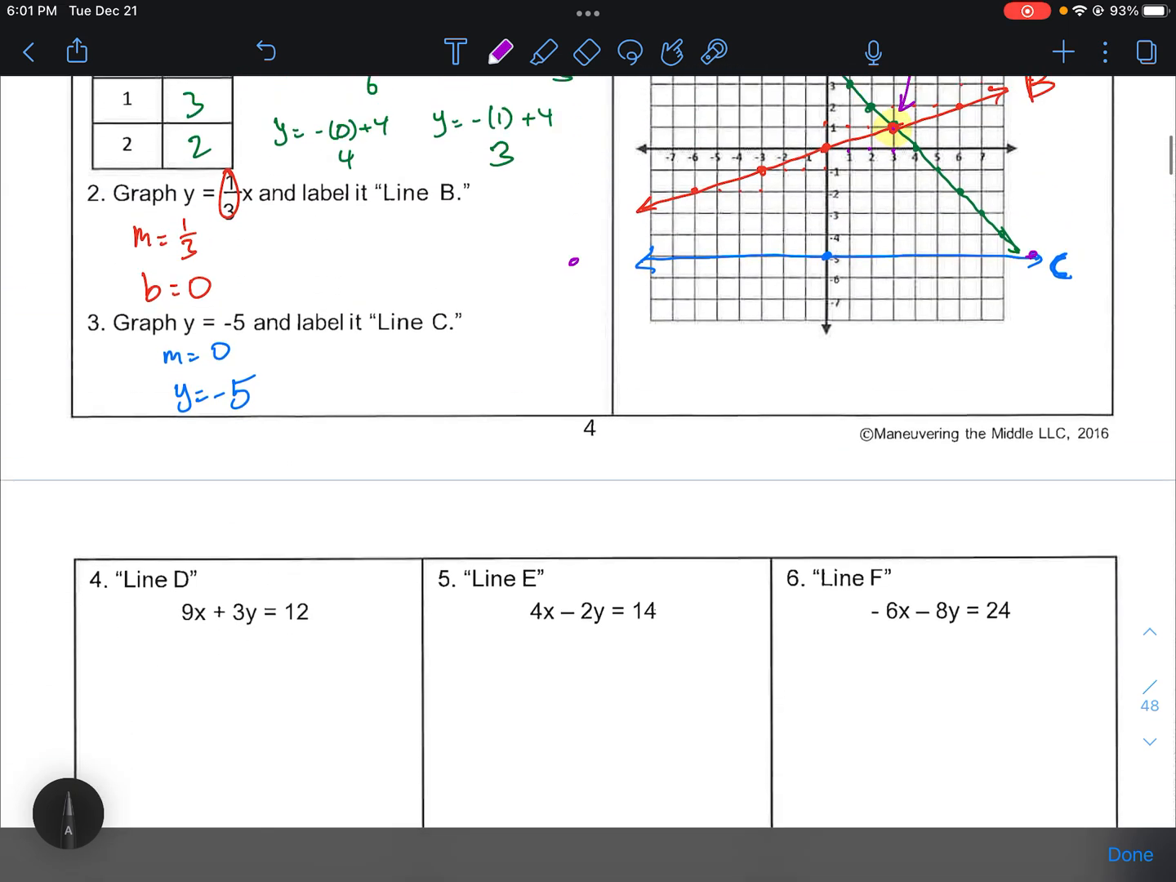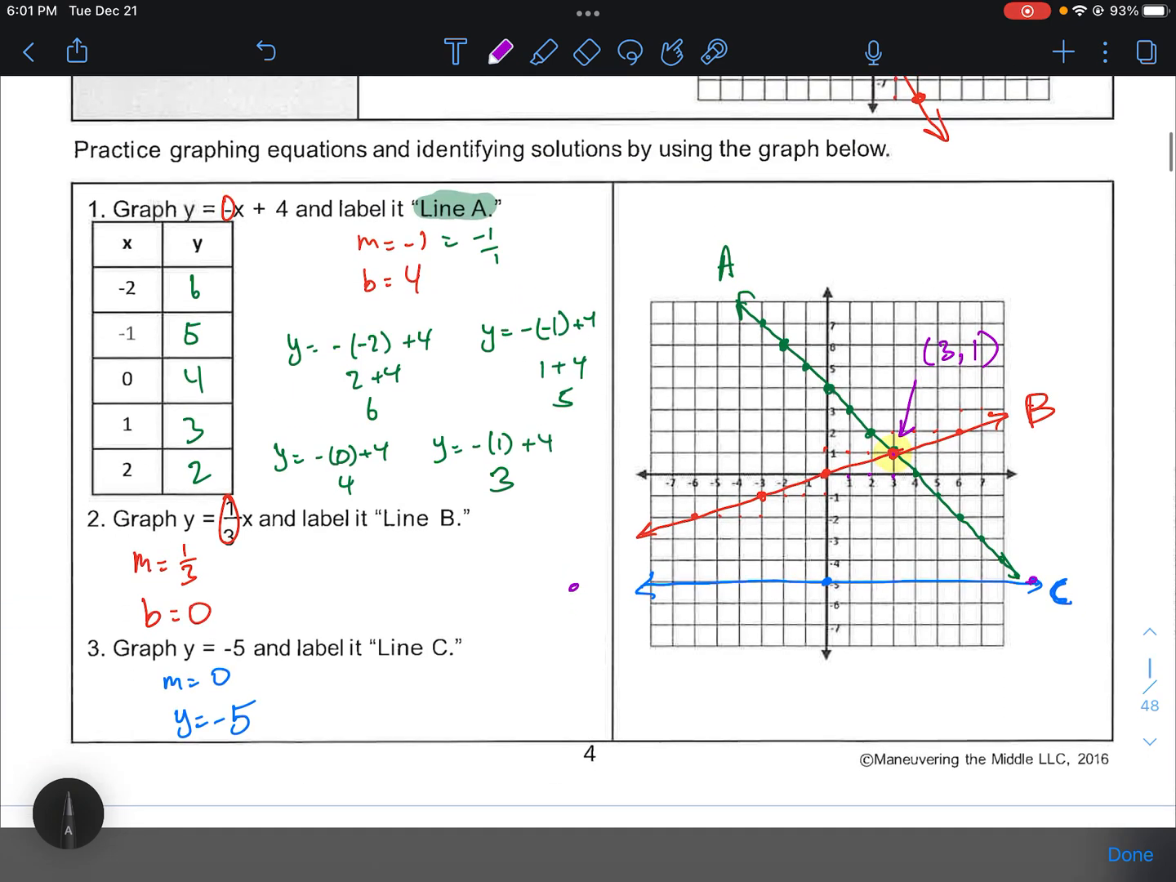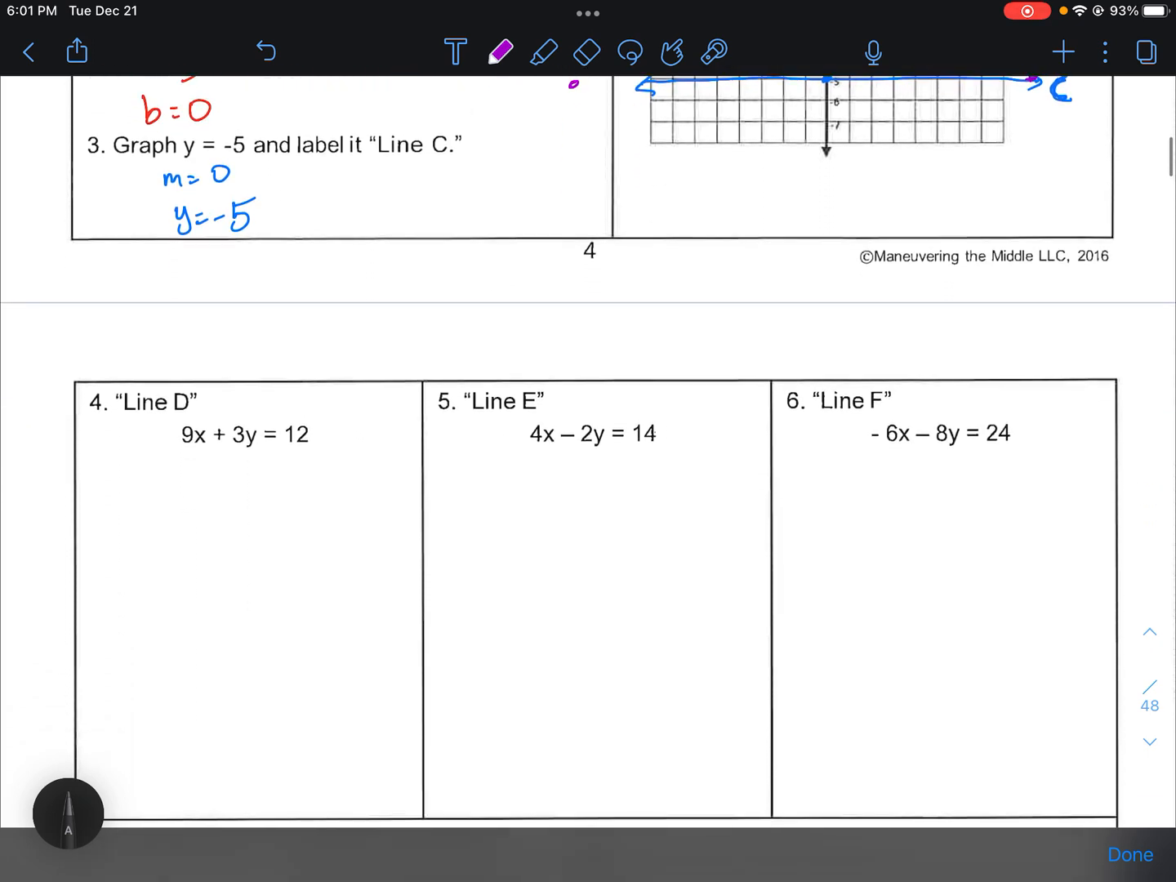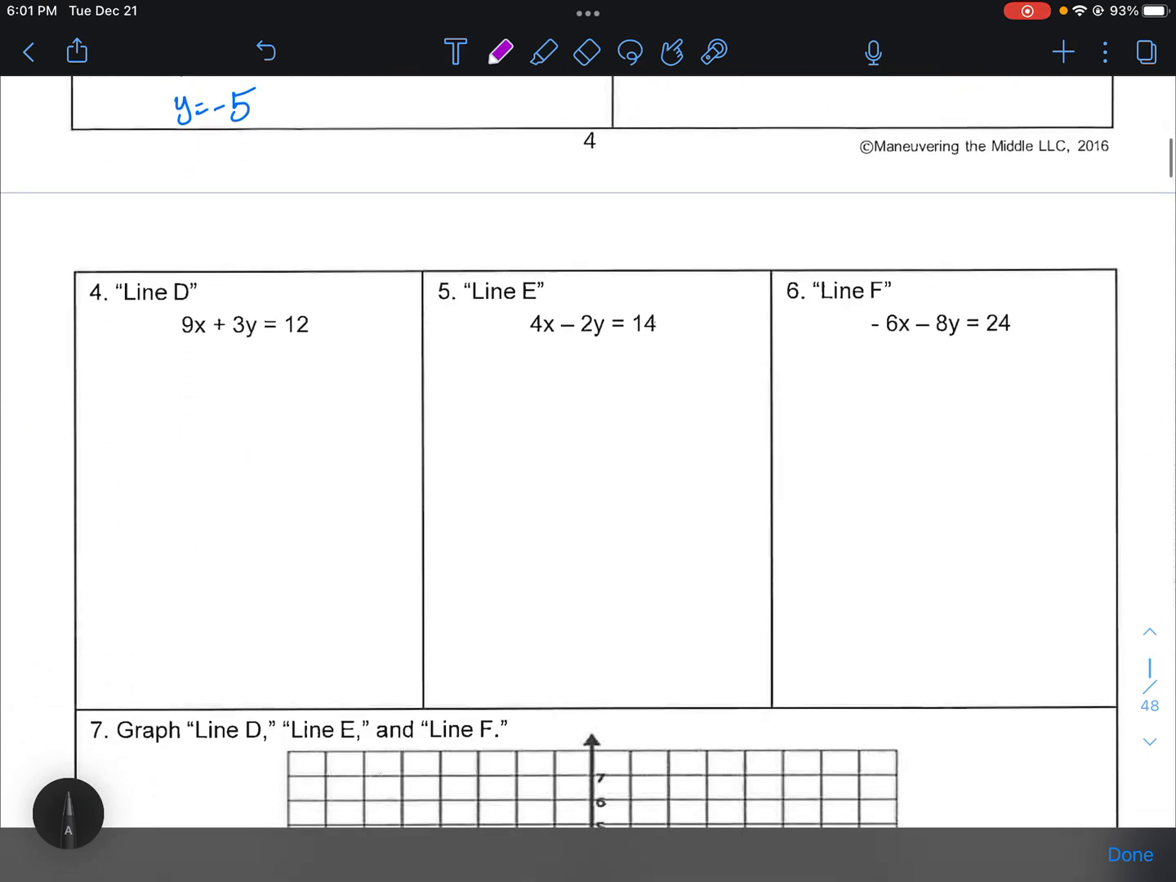They want us to graph line D. Let me see. Line D. In order to graph line D, I need to have it in slope-intercept form, so I need to isolate the y. So first thing I'm going to do is get rid of everything furthest away from y, which is this 9x, so subtract 9x from both sides. I can't subtract it from 12 because they're not like terms, so this cancels. And then I'm left with 3y equals -9x plus 12. You could have also said 12 minus 9x. It's both the same thing.